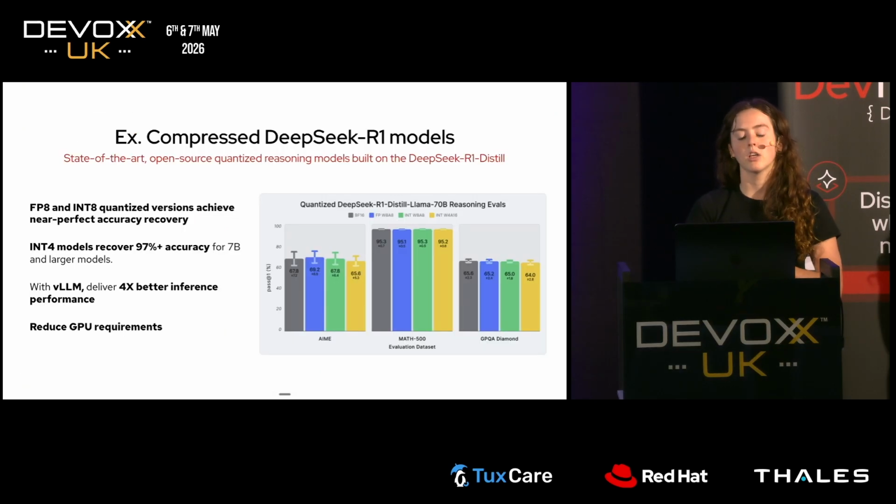Here is a compressed DeepSeek R1 model, wink wink, and how it performs. You can see that these different colors represent different levels of quantization, and it is pretty similar across these various types of quantization, right? For the level of reasoning that it got, we're recovering 97% accuracy using Int4 quantization, which is seriously quantizing, for 7 billion and larger models, right? And that 3% loss in accuracy is then going to deliver 4x better inference performance when it's time to run that model.